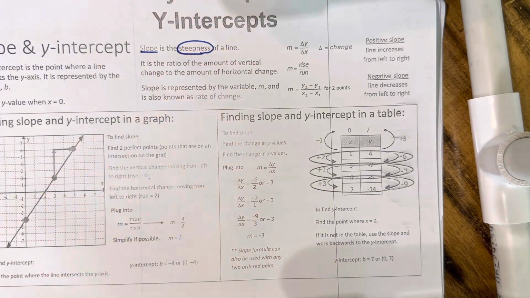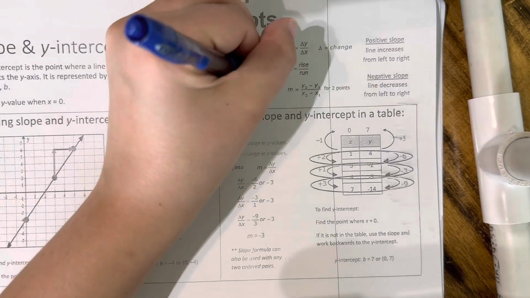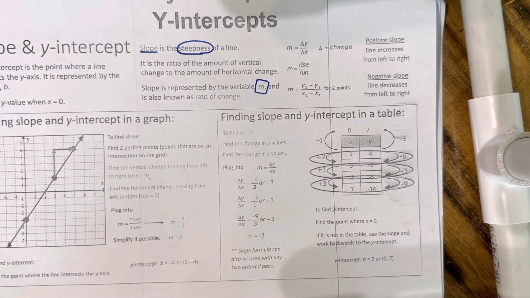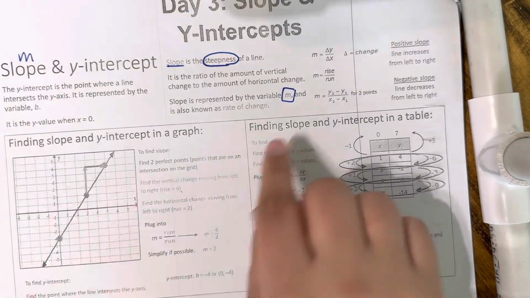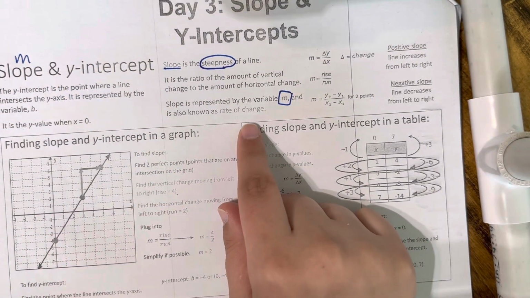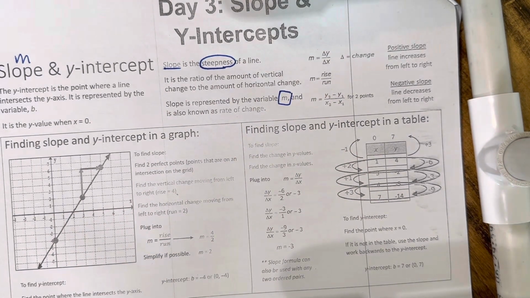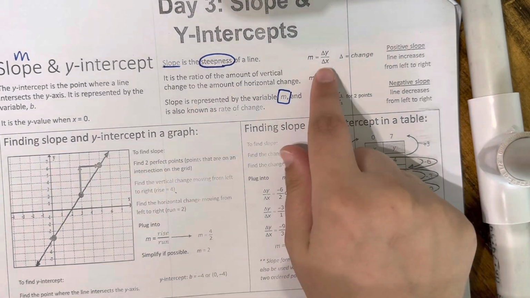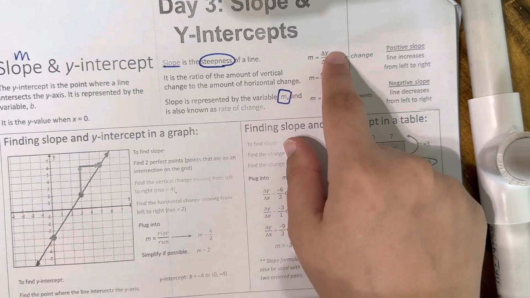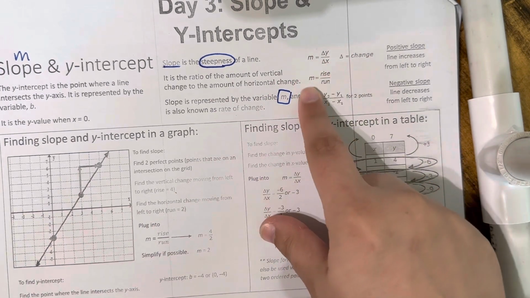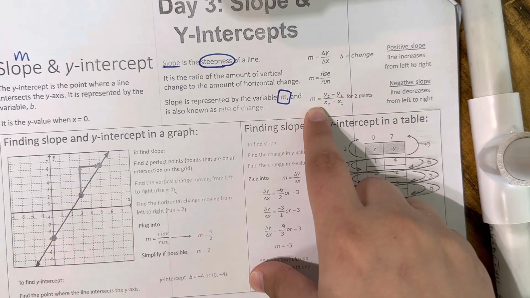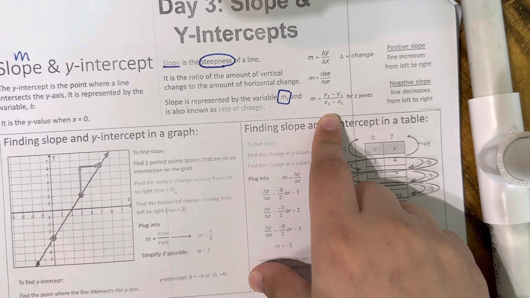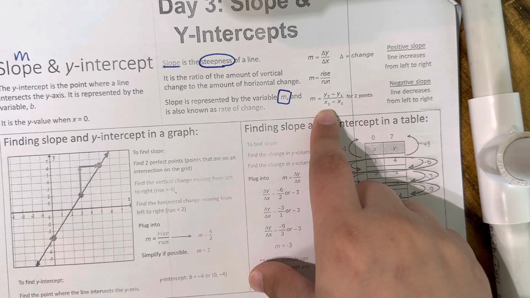It's talking about the vertical change to the amount of horizontal change. It's represented by the variable m. This is super important. Slope is your m. I'll make a little note here. Slope is your m. Okay, it's also known as rate of change or rate. Some ways that you might see it is m is the change in y over change in x. M is rise over run, or m equals y2 minus y1 over x2 minus x1.